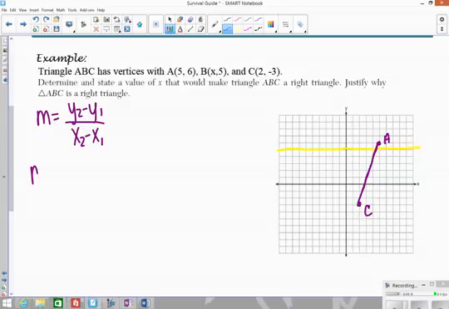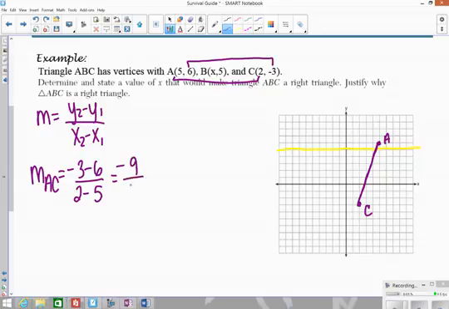So to find the slope of AC, we're going to subtract the y values. So it'll be -3 minus 6. And then subtract the x values. So 2 minus 5. So you're going to get -9 over -3. Divide those out, you're going to get +3. So that means the slope of this line right here is +3.